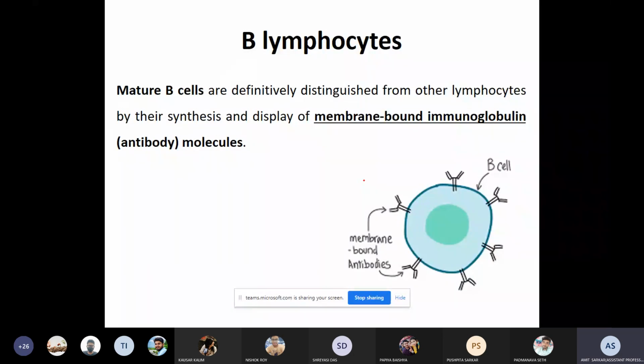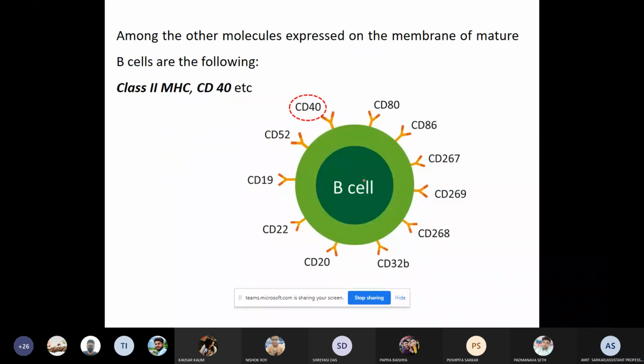Now, one question may arise in your mind: what antibody are you talking about, and how could antibody be bound to this mature B cell's membrane? Because there are thousands and thousands of types of microorganisms. So which antibody are you talking about? Okay, I'm coming to that.